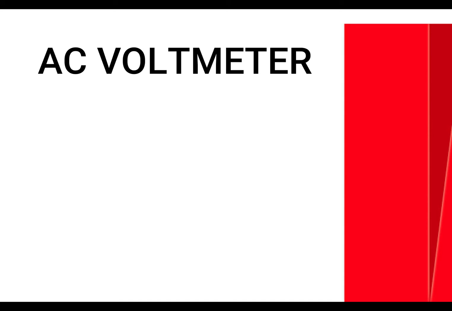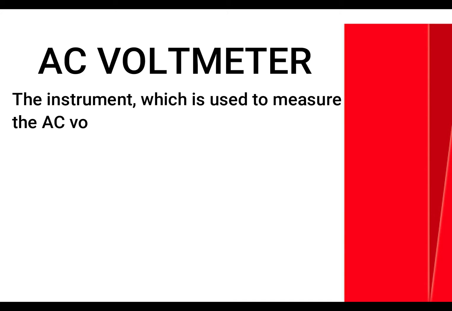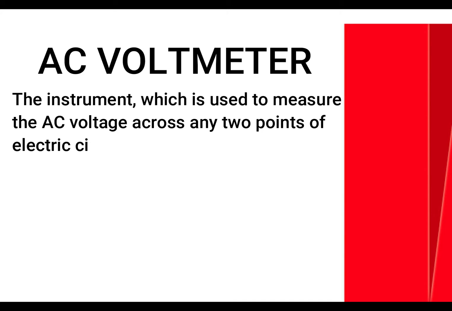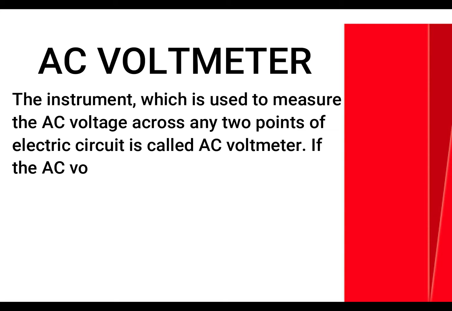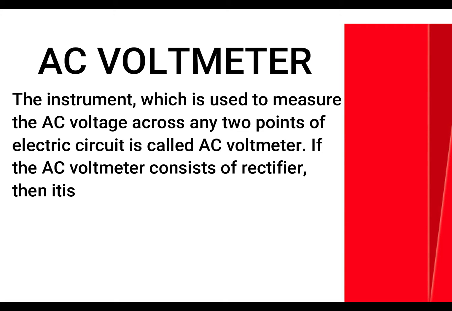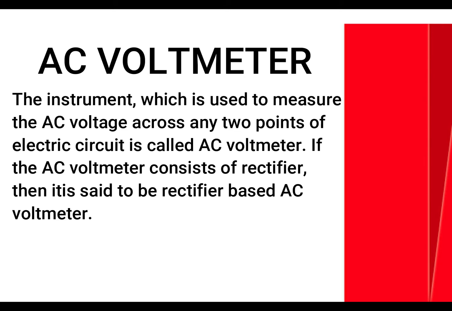AC voltmeter. The instrument which is used to measure the AC voltage across any 2 points of an electric circuit is called the AC voltmeter. If the AC voltmeter consists of a rectifier, then it is said to be a rectifier-based AC voltmeter.